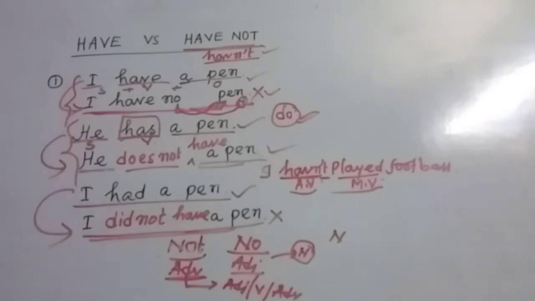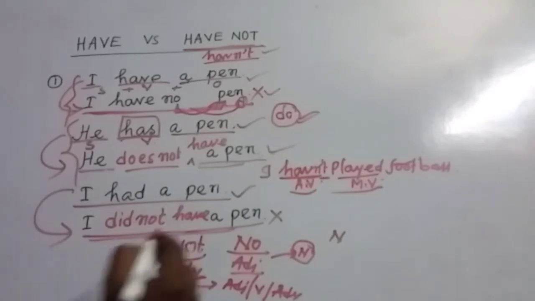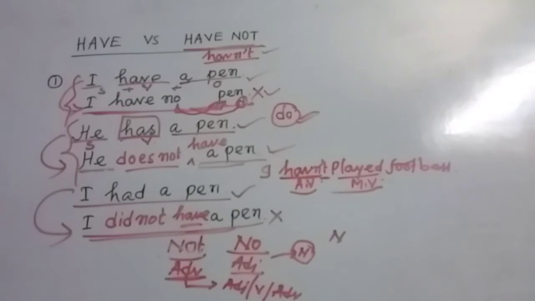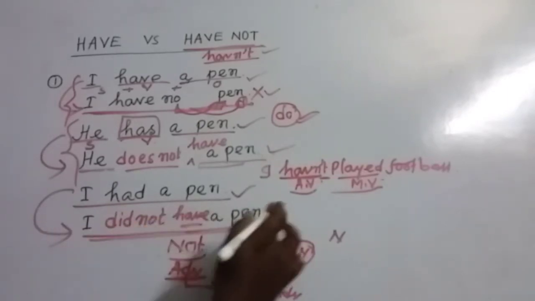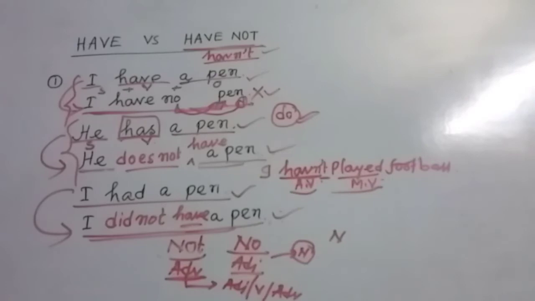My dear friends, mind it, this is the principal verb and we cannot use the term not with the principal verb in our sentence. In this way we have to make it correct. This is a correct sentence. I didn't have a pen, or he didn't have a pen.